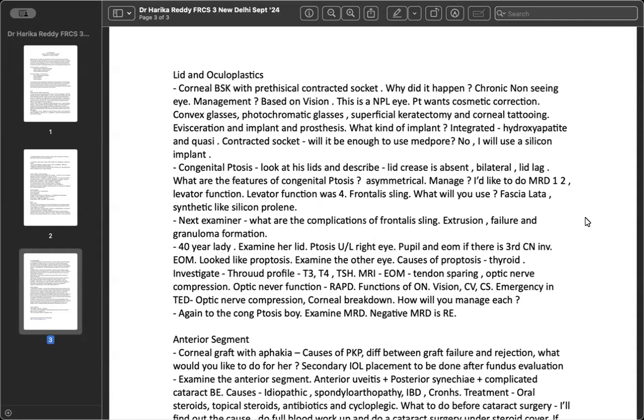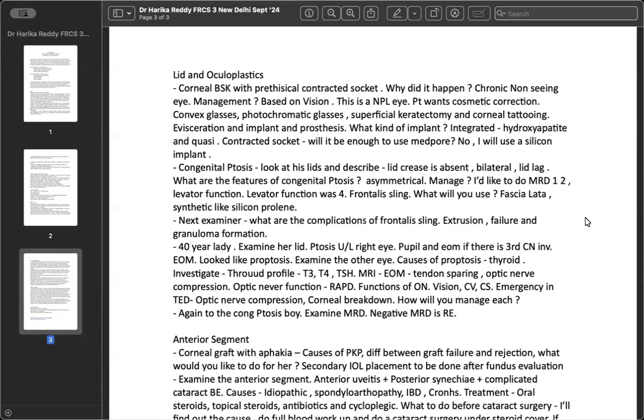I told him I would do a frill evisceration, leaving enough sclera so that they can implant a prosthesis. And he asked me what kind of implants would you use. I told him I would use an integrated one because it's already contracted.